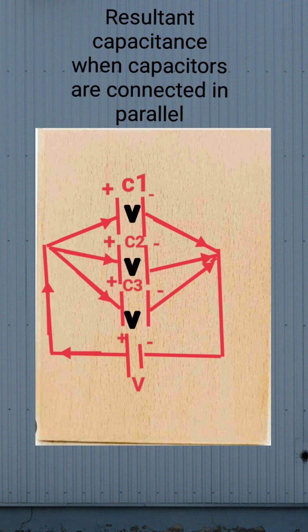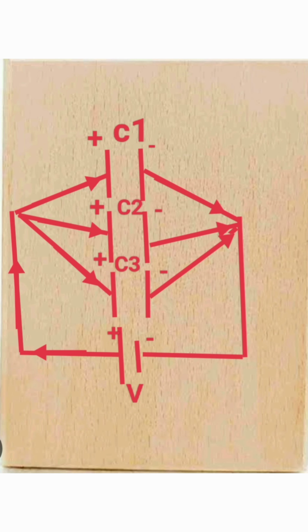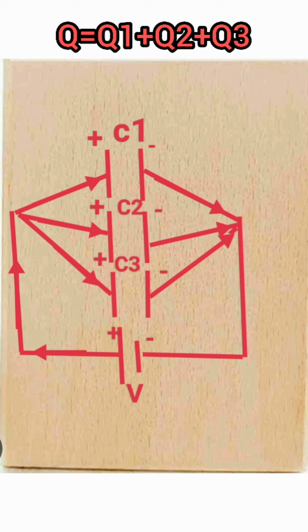If two or more capacitors are connected in such a way that the potential difference between the plates of every one of them is same, then the capacitors are said to be connected in parallel. Let C1, C2, C3 be the capacitors connected in parallel, and Q1, Q2 and Q3 be the charges on the plates of capacitors C1, C2, C3 respectively.